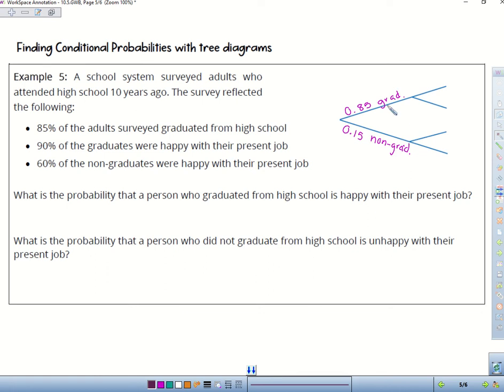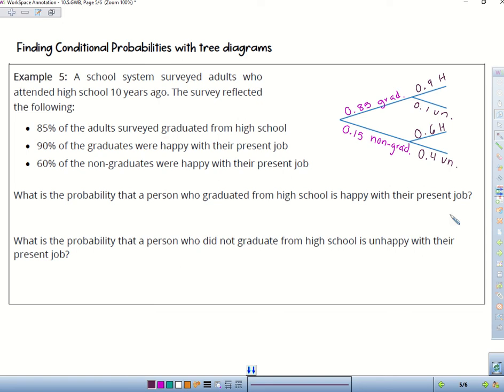Of the people who graduated, what amount were happy with their job? 90%. So 0.9 were happy. I'm just going to put H for happy because of lack of space. Which means what percent were not happy? 10%. 0.1 were unhappy. Of the non-graduates, what percent were happy? 60%. Which means what percent were unhappy? 40%. Good.